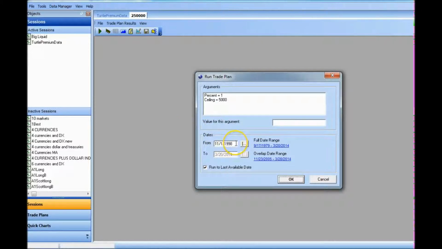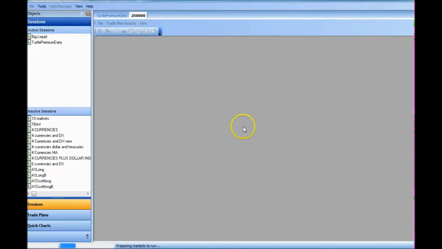And we'll go back to, we're trying to get to the beginning of 2000 really to see our results. And we'll go ahead and click OK, and you can see on the bottom that it's running the test. So I'm going to pause the video. At this point, we'll come back when it's about done.